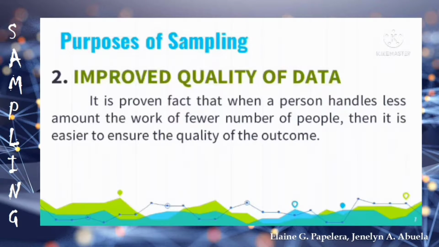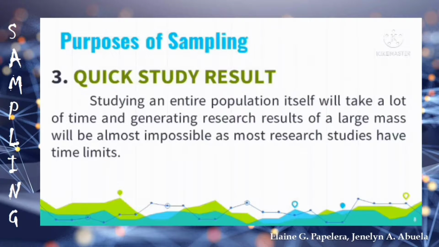Number 2 purpose is improved quality of data. It is a proven fact that when a person handles less amount, the work of fewer number of people, then it is easier to ensure the quality of the outcome. Third purpose is quick study result. Studying an entire population itself will take a lot of time, and generating research results of a large mass will be almost impossible, as most research studies have time limits.